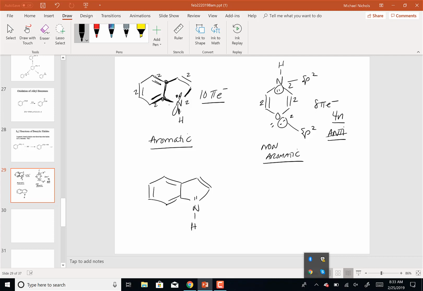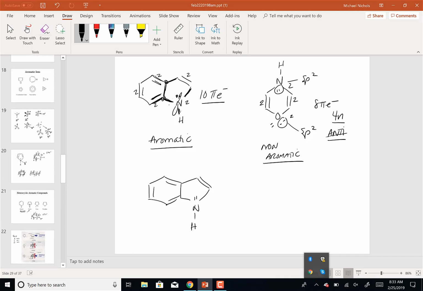Does that make sense? Again, I have some practice problems somewhere that I'll find and put in the folder so you can go through them. Because if I ask you these questions, that's what I'm going to ask. Is it aromatic, non-aromatic, or anti-aromatic? And some molecules just don't have a choice. They have to be anti-aromatic.